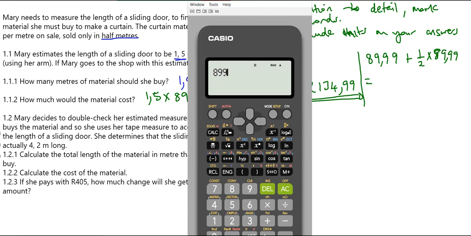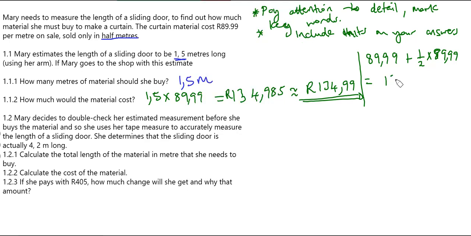Let me try. 89.99 plus 1/2, okay, times 89.99. You should be getting the same answer, okay? So you're getting 134.99 as well. Okay, let's look at the second question here.